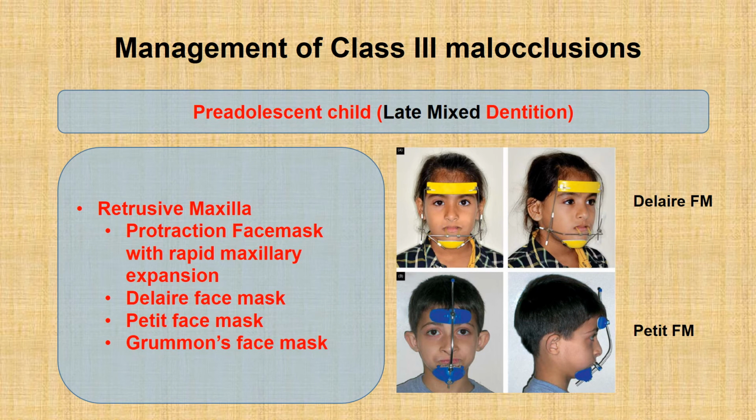Okay, now in the pre and the late mixed dentition, treatment can be undertaken to correct a skeletal discrepancy. Now, for a retrusive maxilla, we can use a protraction face mask with rapid maxillary expansion. Okay, this can be achieved either with a Delaire type face mask or a Petit type face mask. Other face masks are also available like Grummons face mask.